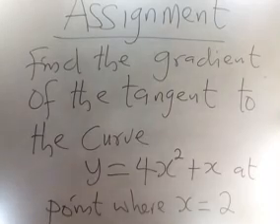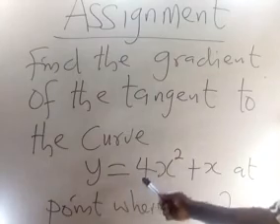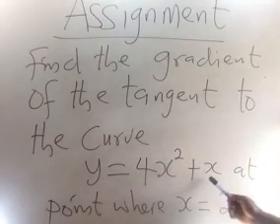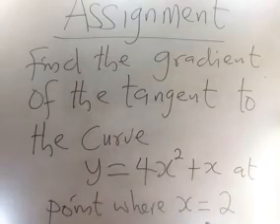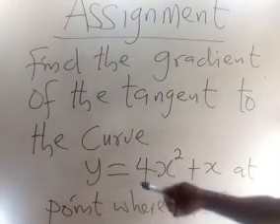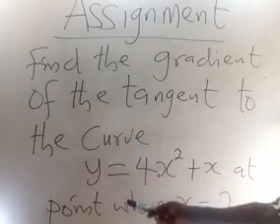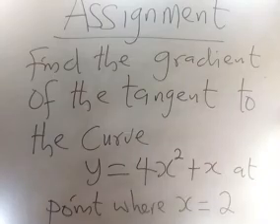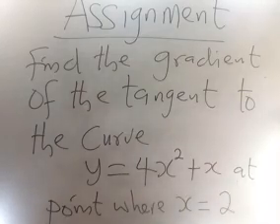Assignment. Find the gradient of the tangent to the curve y equals 4x squared plus x at a point where x is equal to 2. All we need to do, just like that example, is differentiate. After we have differentiated, we have obtained the gradient. Gradient at x is equal to 2. Then we substitute for x to get our answer.